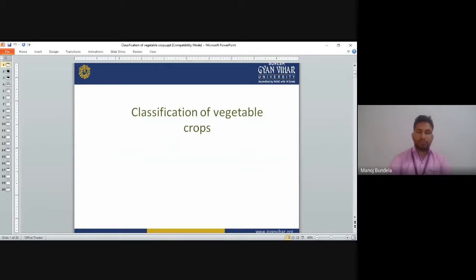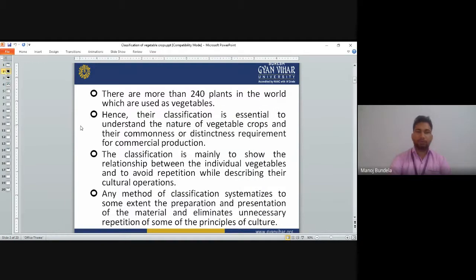Vegetables, as you already know, the study of vegetables is known as olericulture. Olericulture is a part of horticulture. Horticulture has three branches. First is olericulture, in which we study vegetables. Second is fruit science, in which we study fruit crops, called pomology. Third is floriculture, in which we study flower crops and landscaping of different flower crops.